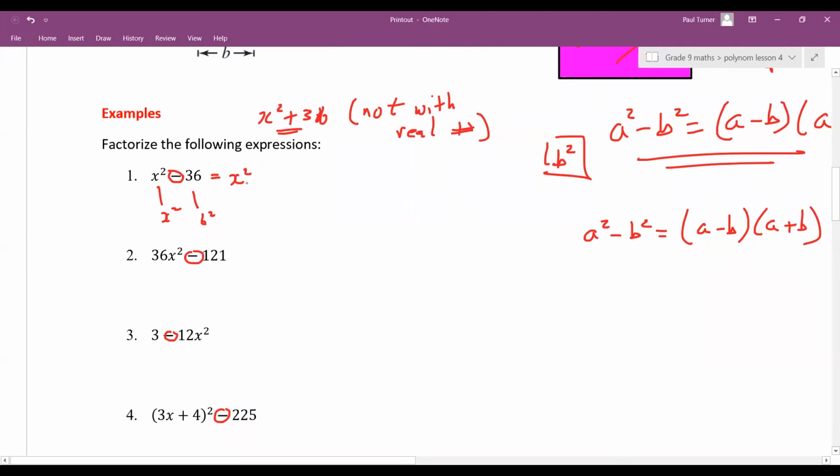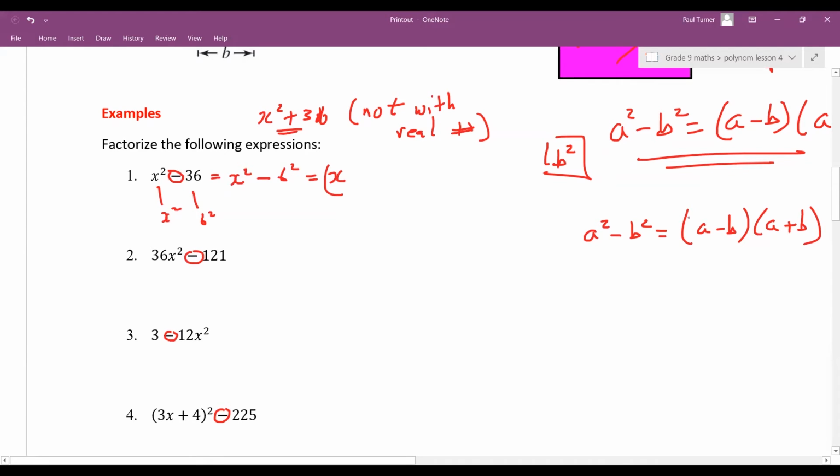So we'll have x squared minus 6 squared. Okay, so that's the first line that you should always write. This will help you get the right answer. If you skip, some of you may make errors, so you need to be careful about this. So then you've got x squared minus 6 squared.